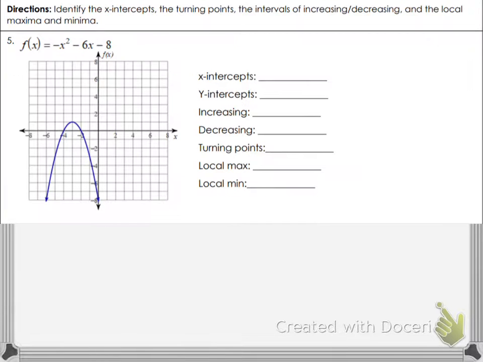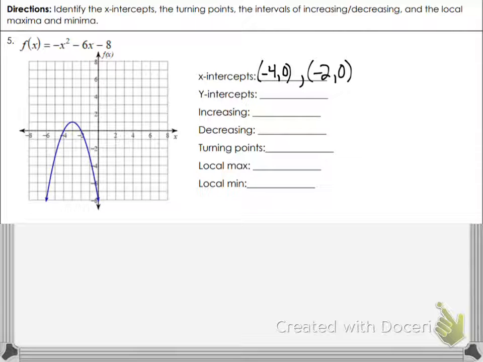Okay, our last examples here. Identify the x-intercepts, the turning points, the intervals of increasing versus decreasing, and the local maxima and minima. It also wants our y-intercepts. So what is an x-intercept just in general? Where my graph crosses the x-axis. So how many do I have here? 2. What are my x-intercepts? -4 and -2. So I'm going to put -4, comma 0. I'll put the ordered pairs of them. -2, comma 0. Everyone see that that's where it's crossing the x-axis.